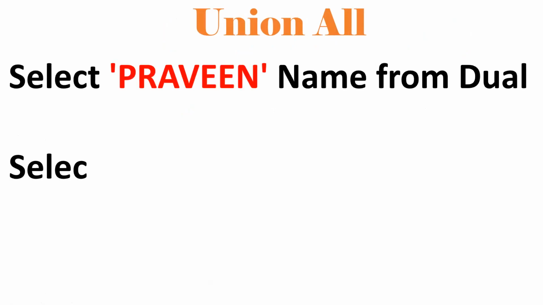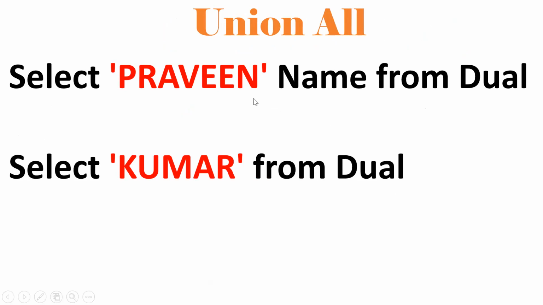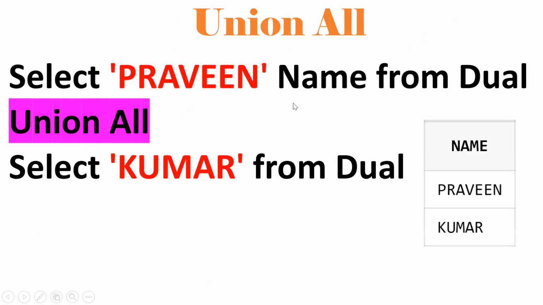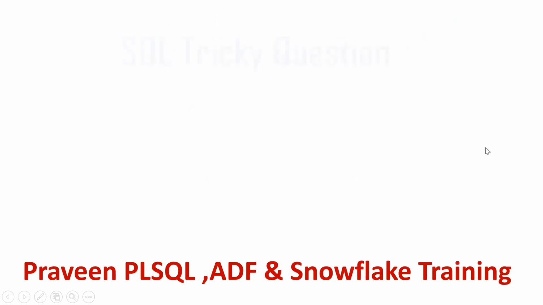In a similar fashion, you should know UNION ALL. UNION ALL is one of the set operators. Select Praveen and select Kumar: this is one result set and this is another result set. I want to club them into a single list. How can I get that? By using UNION ALL. Separate result sets are combined into a single result set. Hope this is clear.